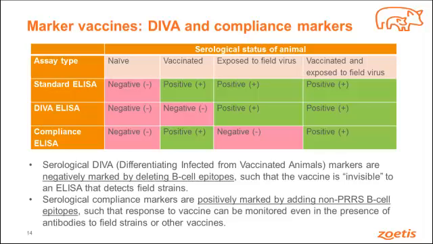Okay. In contrast, the compliance marker is a different thing. This is positively marked. It's adding B-cell epitopes to your vaccine from a non-PRRS, an unrelated sequence, something pigs wouldn't even see. Maybe just a random sequence. And therefore, your vaccinated animals, if they actually got vaccinated, and if they responded to the vaccine, then you get a serological response you can follow, and you can confirm that they actually saw the vaccine downstream, perhaps when those pigs change ownership.